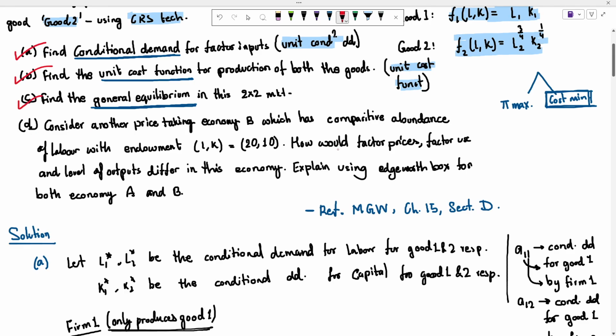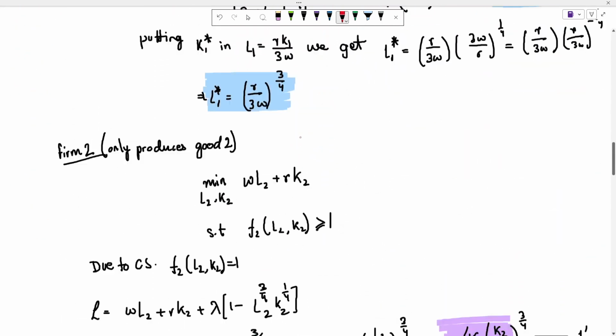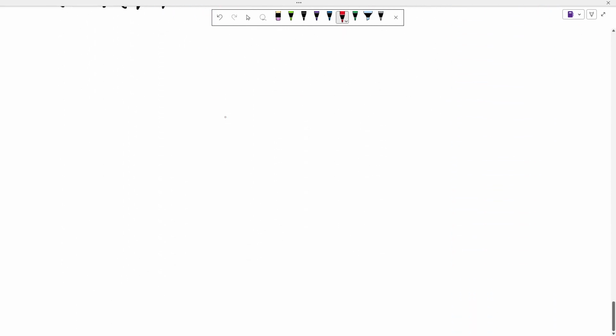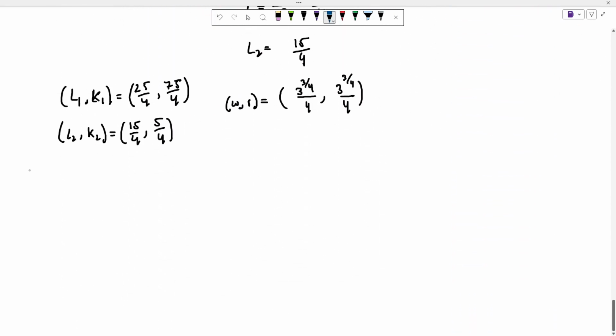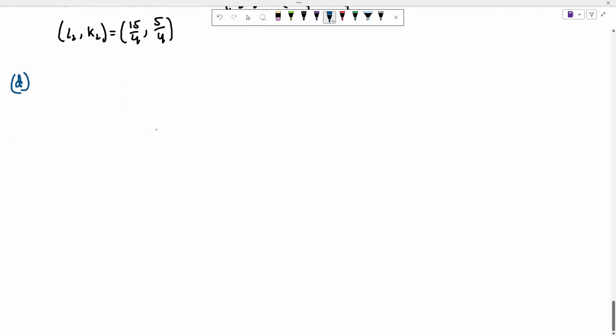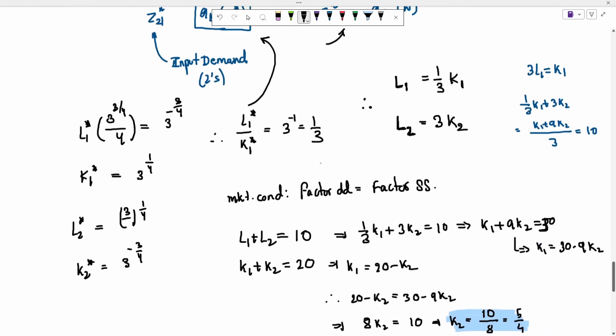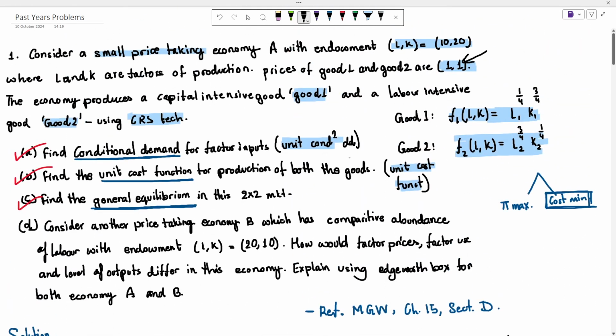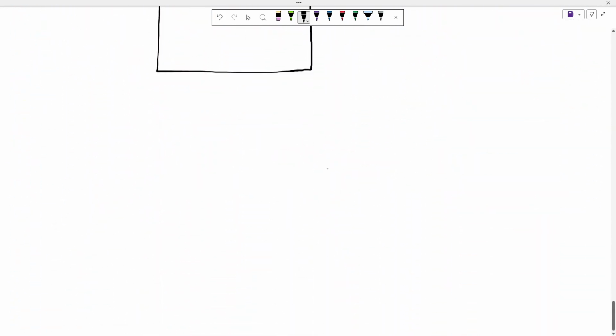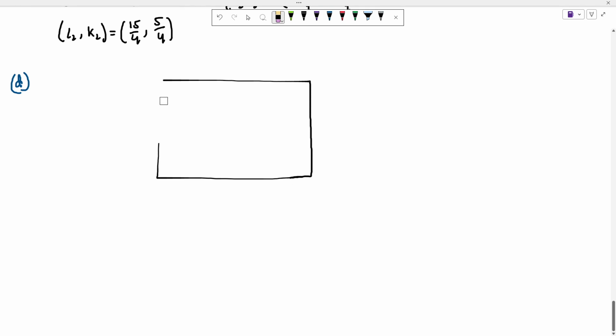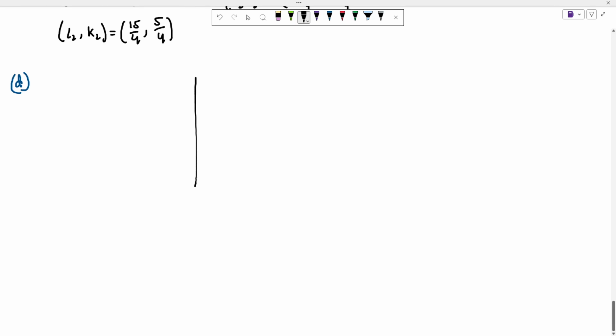And consider the price taking economy, how this thing is going to happen. So right now, we need to use the Edgeworth box. So this is question D, right? And if we draw the Edgeworth box, right? So I guess we have more capital or more labor. We have less capital, we have more capital, less labor, right? So it shouldn't be like this. It should be something like.